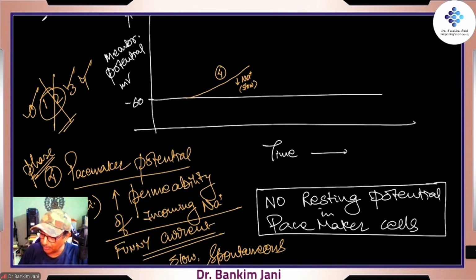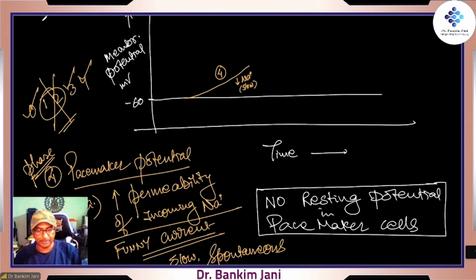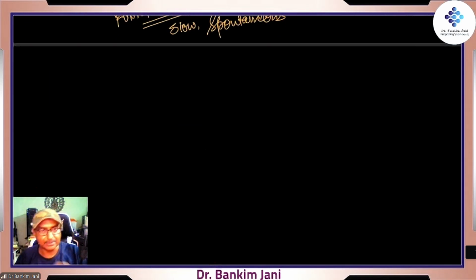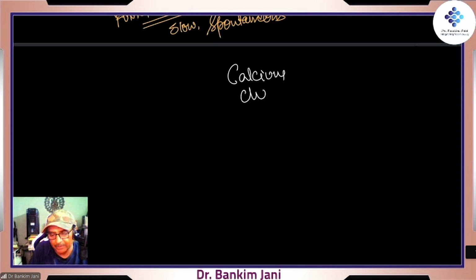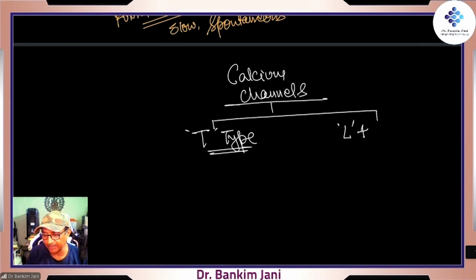Now at this stage, though we have not discussed it in the past, today because we are going into the depth, I'll just say something. We have already talked about calcium channels, correct? Now these calcium channels are of two types. One is called the T-type calcium channel, and the second is called the L-type calcium channel.